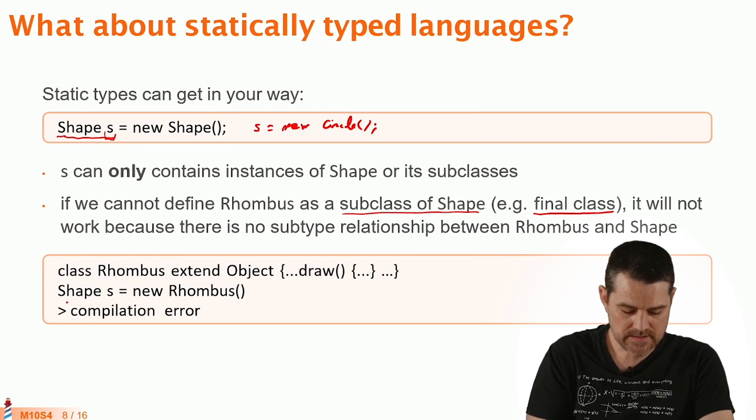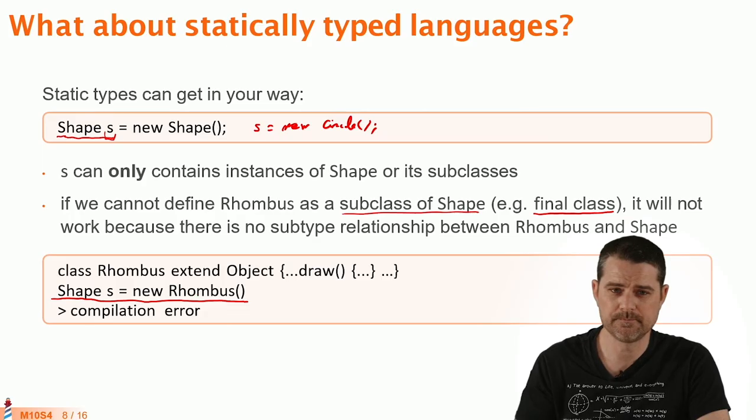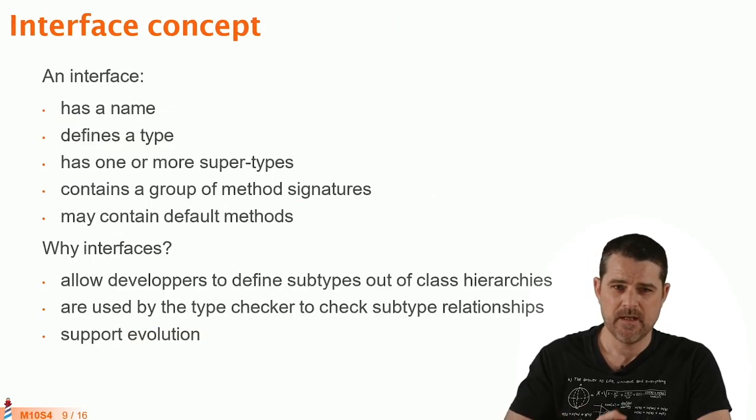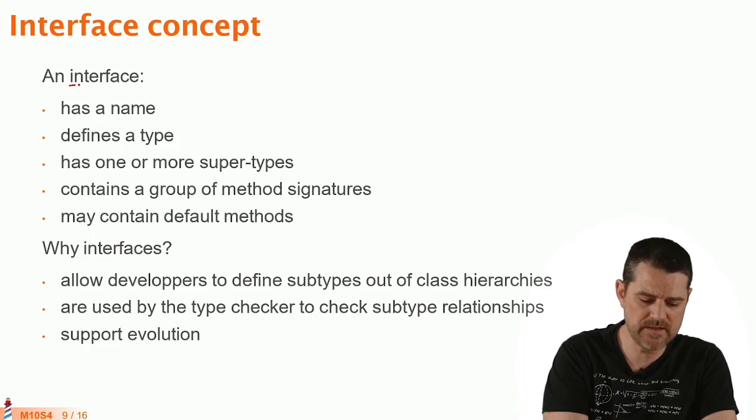when I try to do Shape s = new Rhombus, it will not work at all. I cannot do that. So what can I do? In fact, in statically typed languages, they introduce the concept of interface.